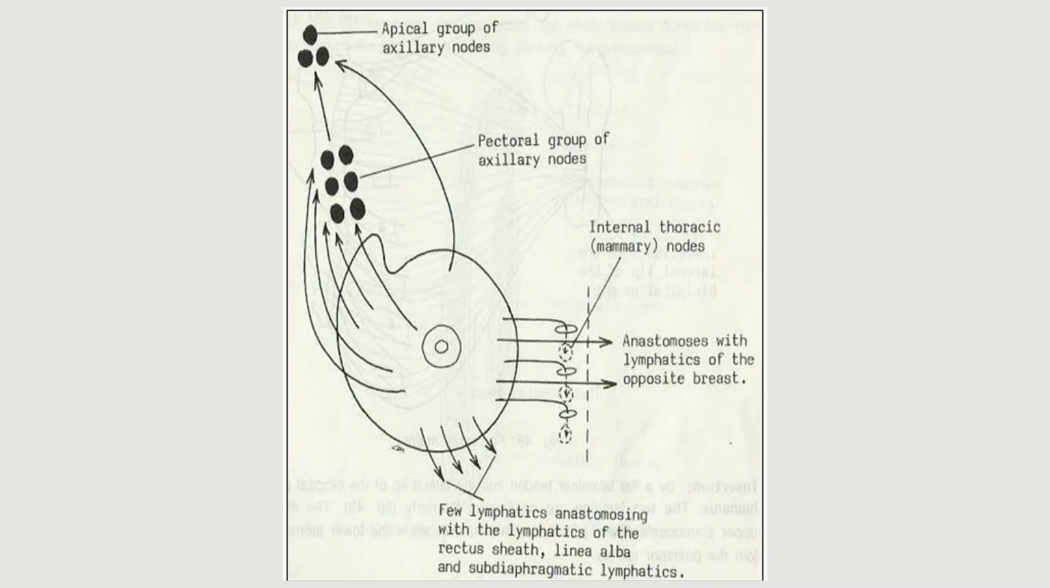Another interesting aspect is that the superficial lymphatics of the breast communicate with those of the opposite side. That is, the superficial lymphatics of the right side can communicate with those of the left, and those of the left can communicate with the right. So this means that there is always a chance that a unilateral malignancy can become a bilateral one.